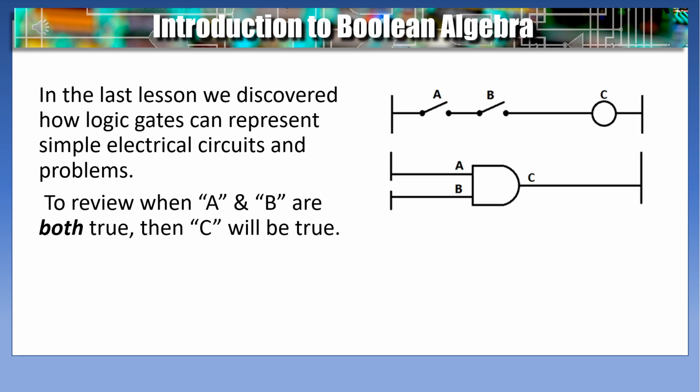In the last lesson, we discovered how logic gates can represent simple electrical circuits and problems. To review, in order for the output C to be on, both the A switch and the B switch must be closed. In electronic logic, when inputs A and B are both true, then C will be true.